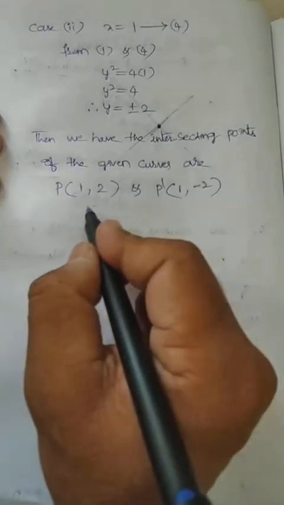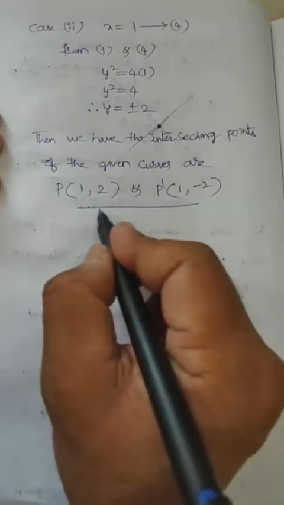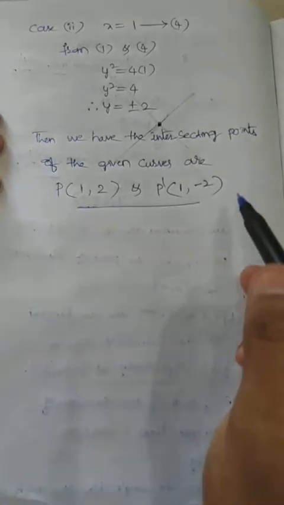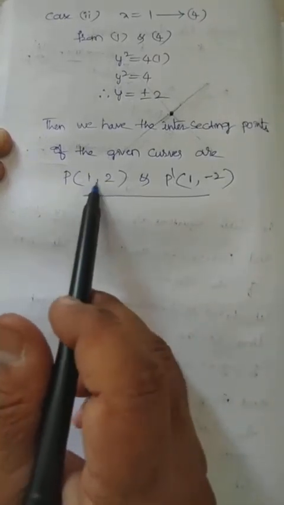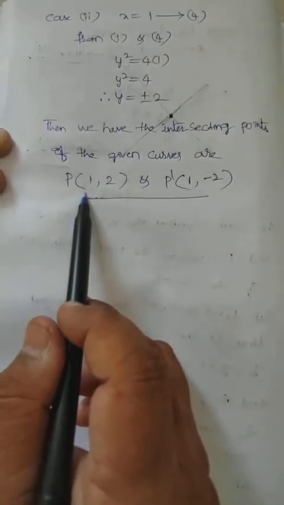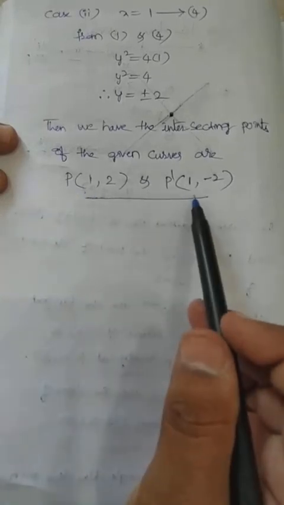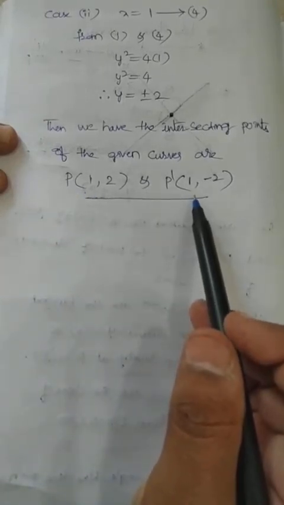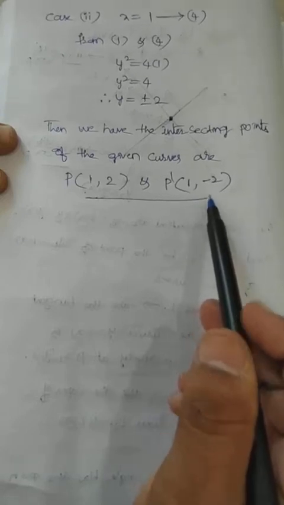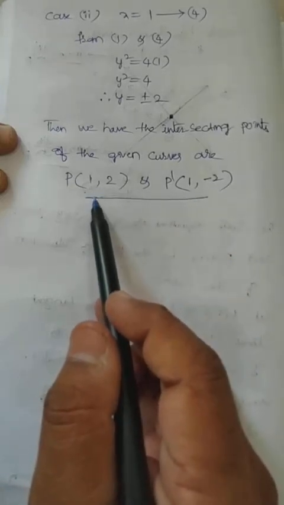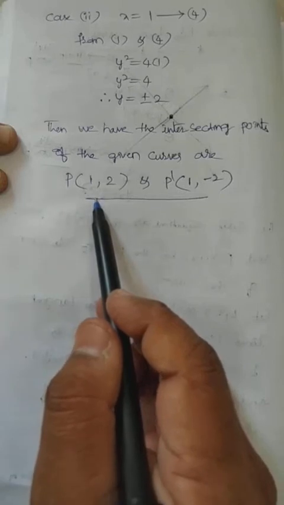So these are the points of intersection of the given curves. Now I will solve this problem corresponding to this point. You all have to do the problem corresponding to this other point also: you have to find the angle between the given curves. I will do this problem at this point. I am going to find the angle between the curves.